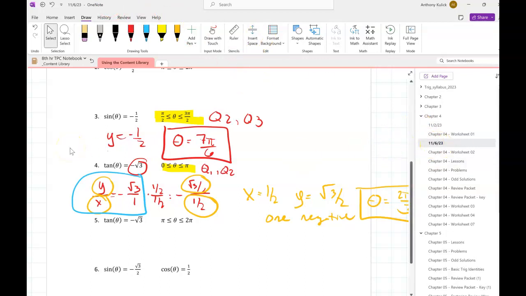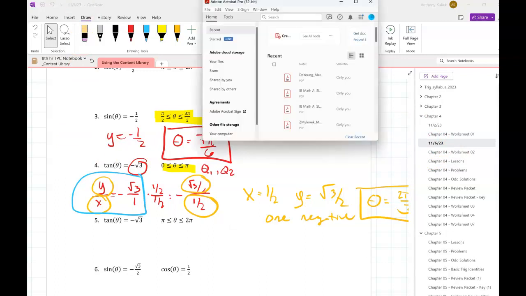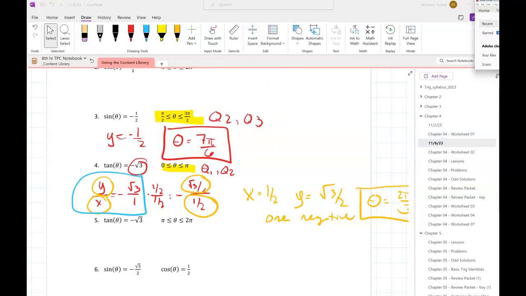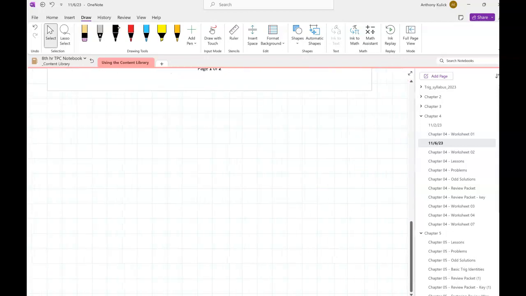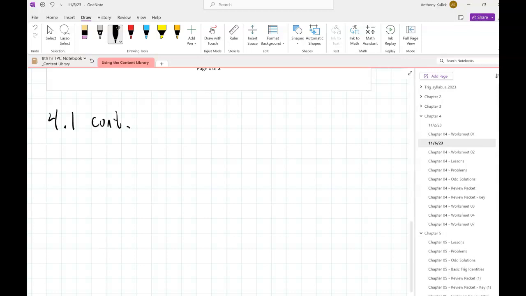All right. Should we move on? Yeah, we're ready to start. Let's do it. So we're going to continue in section 4.1 today. And we're going to do no new content. We're just going to look at another type of problem, very similar to what we just did. We're just going to walk through some examples.